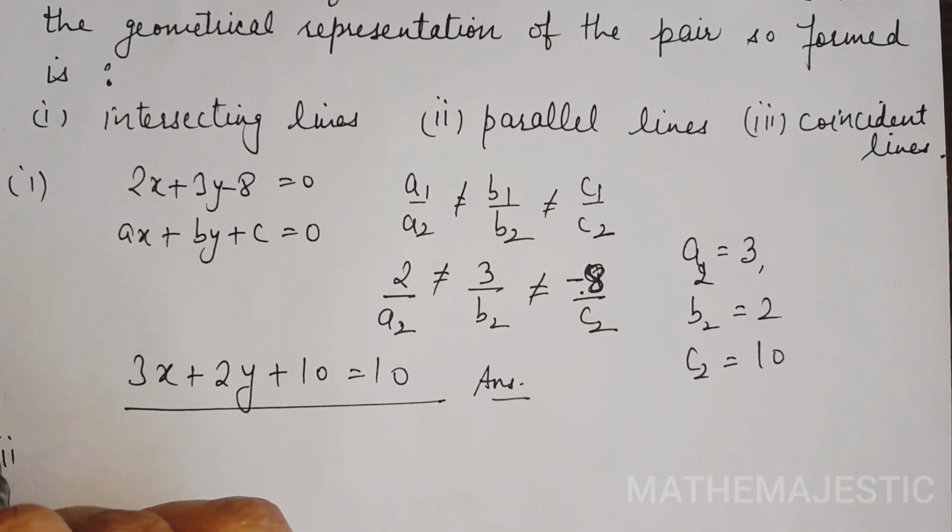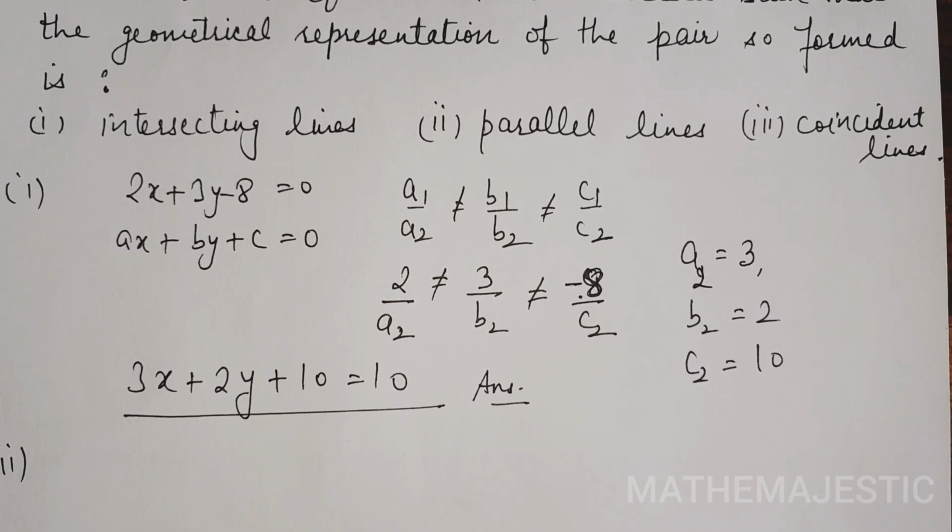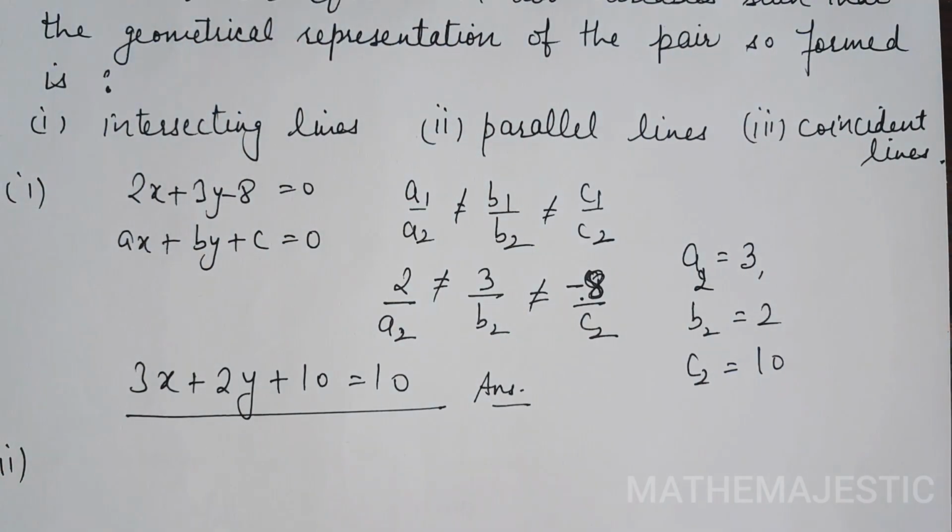Now we will be moving towards the second part. Here we have to find such a line that the graph of the given line and that line should be parallel lines.